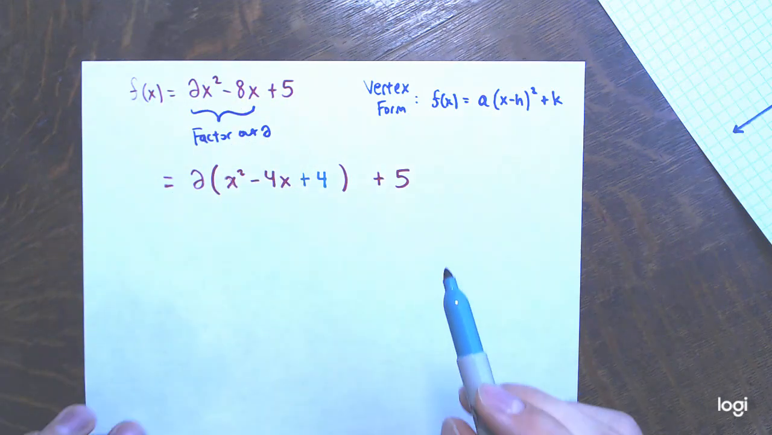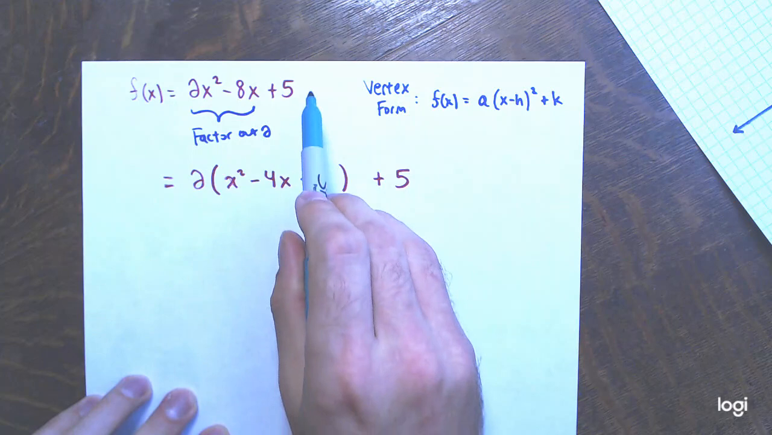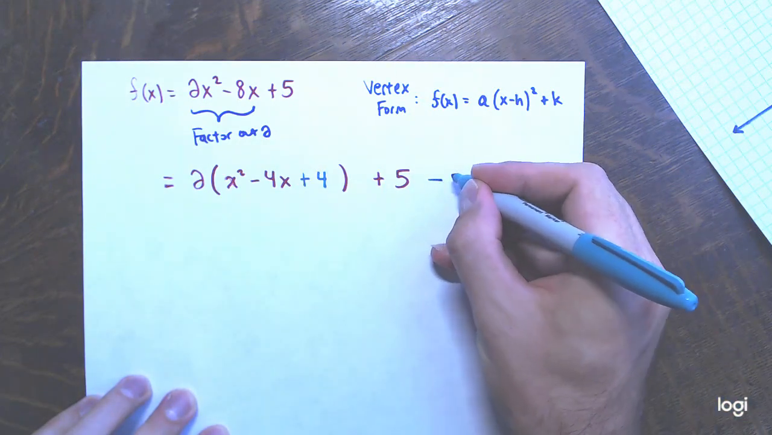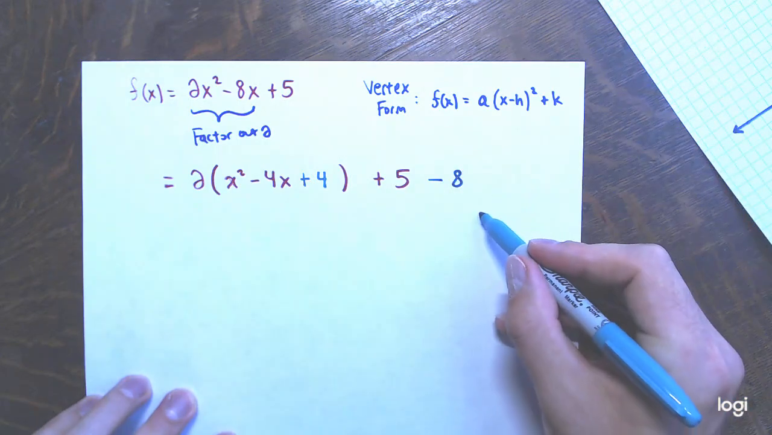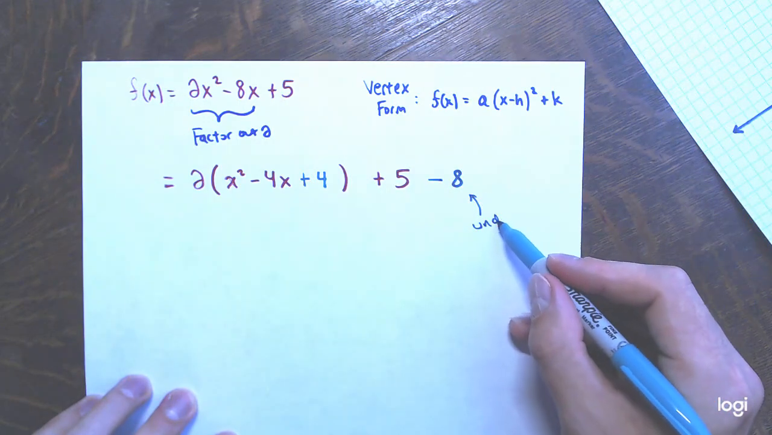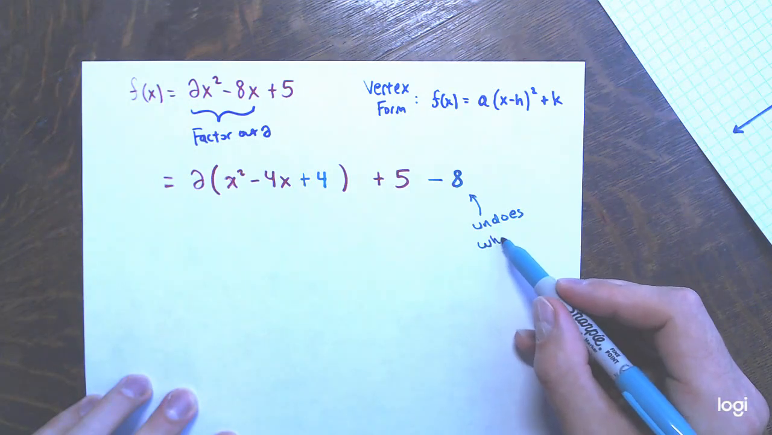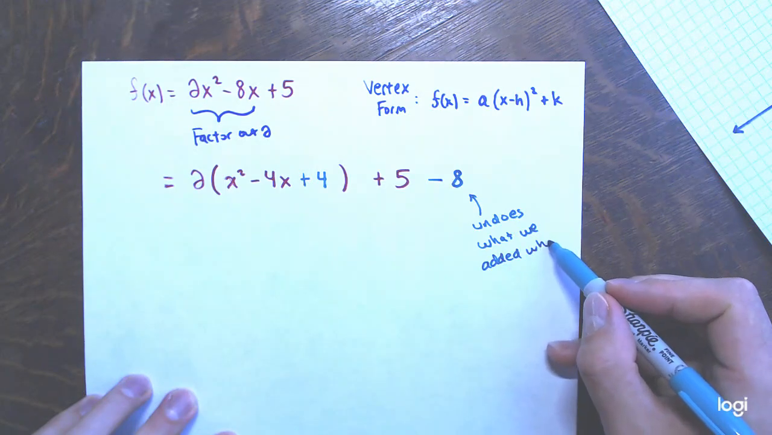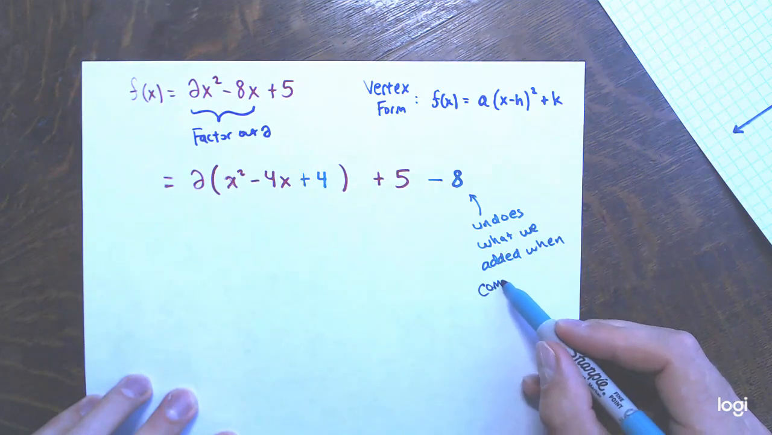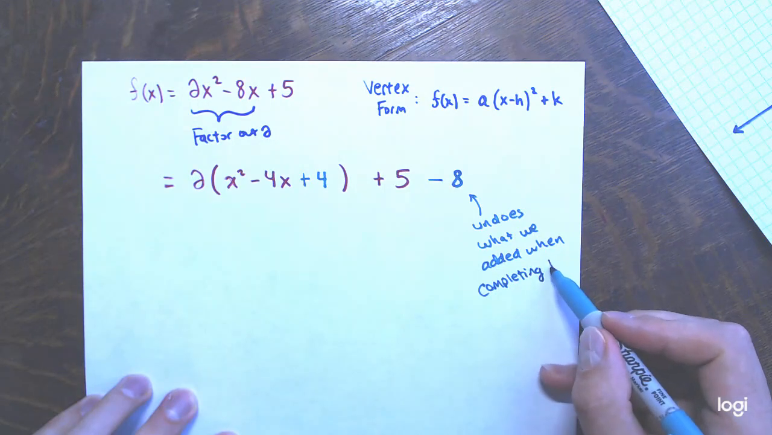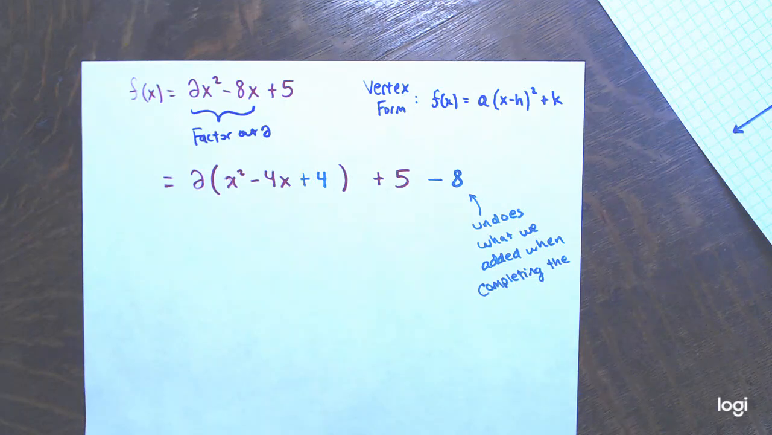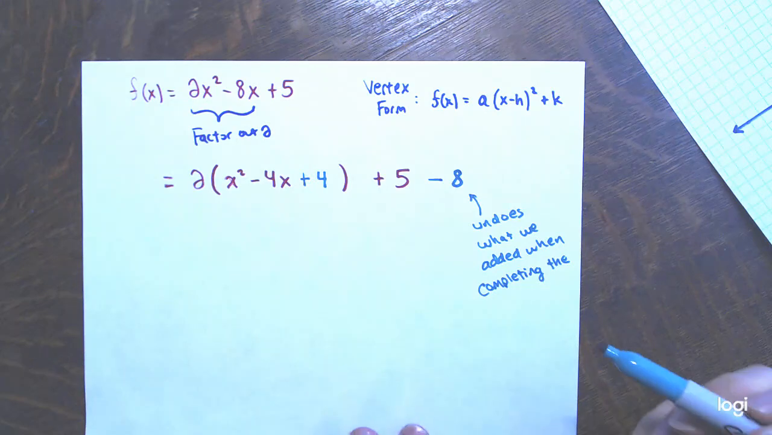So I have to counteract that. This 2 times 4 puts a positive 8 up here. To undo positive 8, I have to throw on a term of negative 8. Again, this undoes what we added when completing the square. Please be sure you're doing this, right? If you don't put on that negative 8, then the expression you have isn't the same as what you started with, right? And I want to always keep the same expression, something equivalent to what I started with.